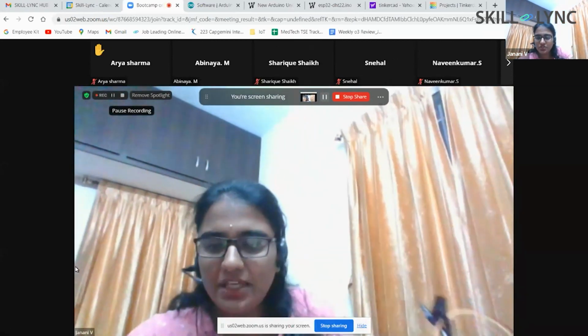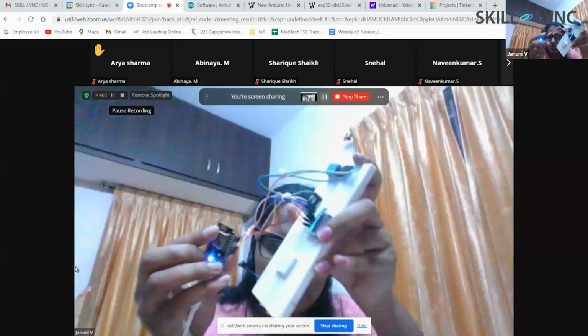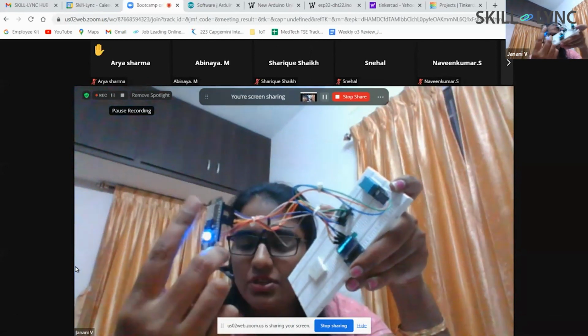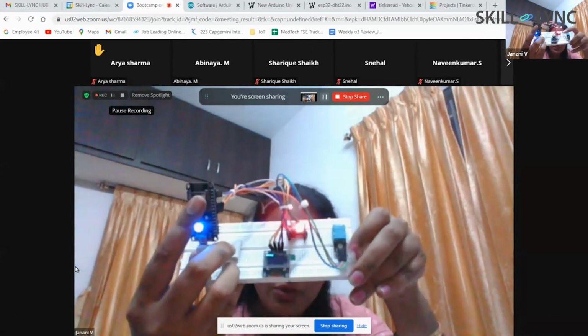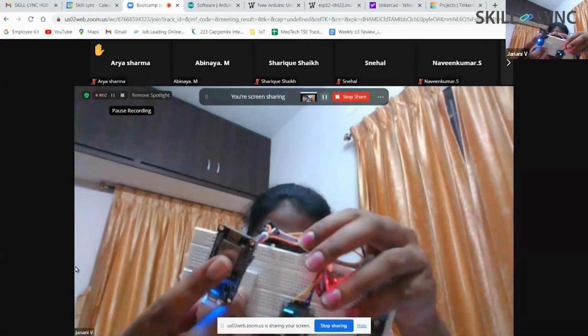So this is my connection. I hope it looks neat. You had an ESP module. This is how your ESP NodeMCU module looks like. This is my OLED. This is my MAX sensor, guys.